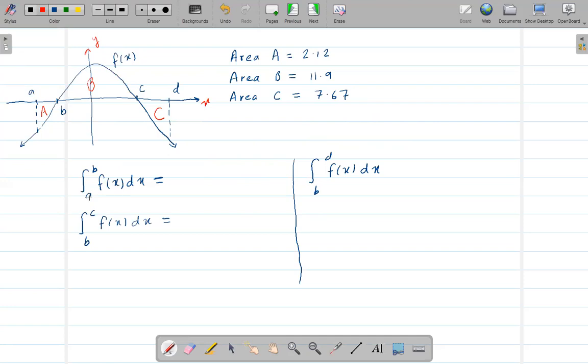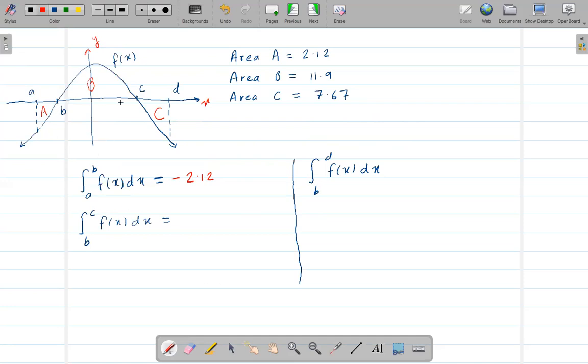Now I need to find the integration of f of x dx, from A to B. So from A to B, the area is this. But since it is below the x-axis, the area is going to be negative 2.12.